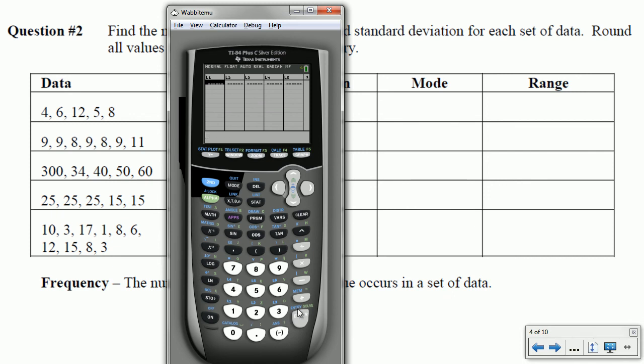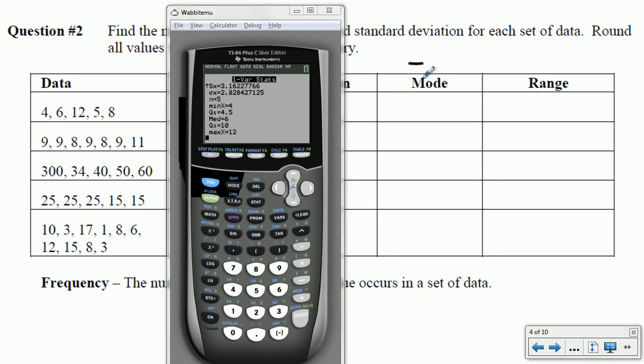So we go 4, enter, 6, enter, 12, enter, 5, enter, 8, enter. That's all the data. And to display the statistics, we go stat, calc, enter for one variable statistics. Make sure L1 is displayed, calculate, and there's all the values that we need. We've got the mean, standard deviation, we've got our pick there, number of values, median is 6, and so on.